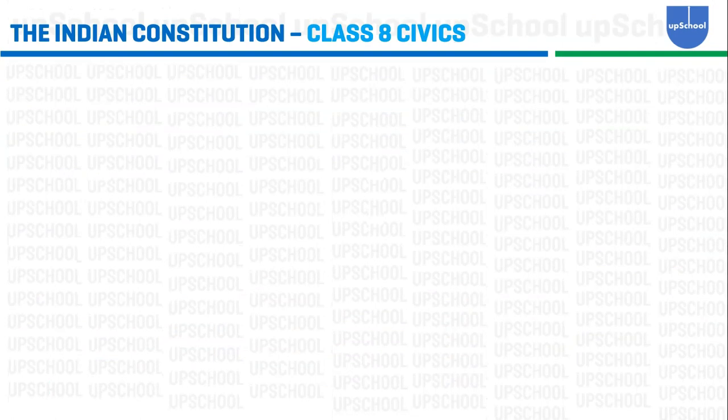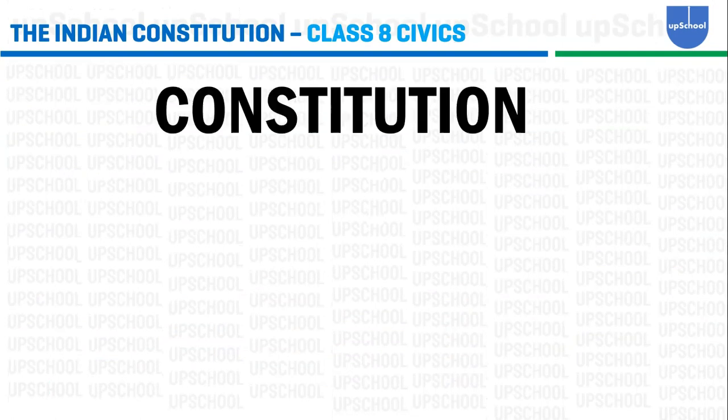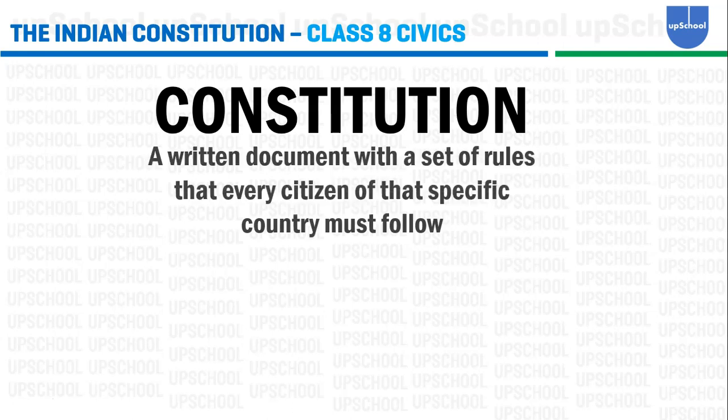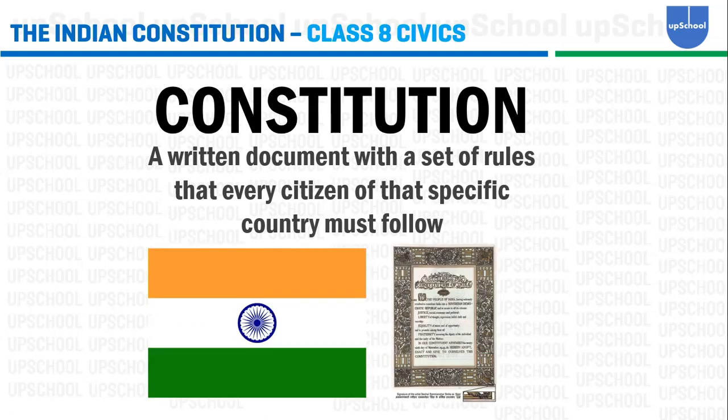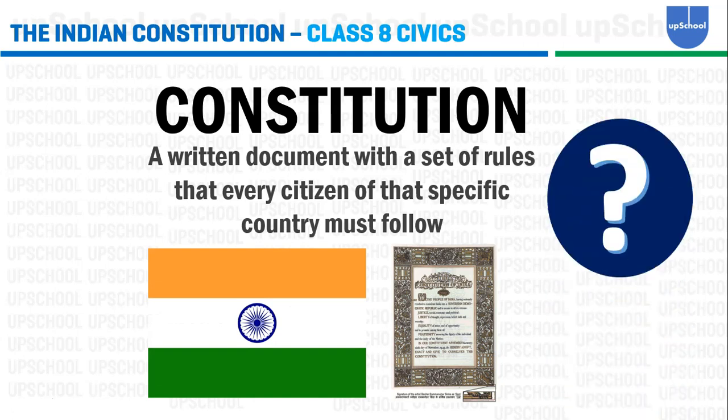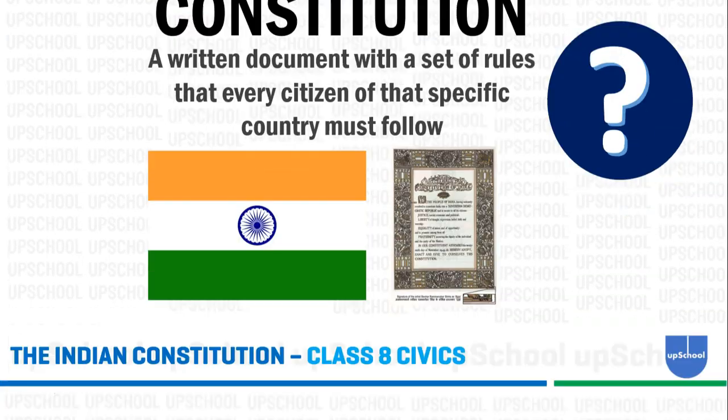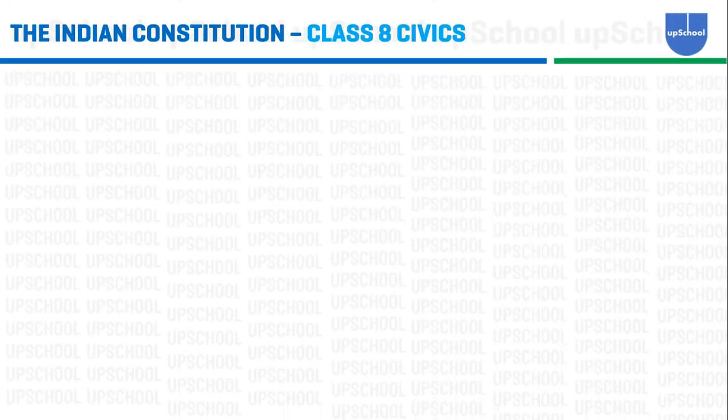For countries, their rules are written in a document called a constitution. A constitution is literally a written document with a set of rules that every citizen of that specific country must follow. Our country, India, also has a constitution. But why does the country need a constitution? Let's go back to our sports example.